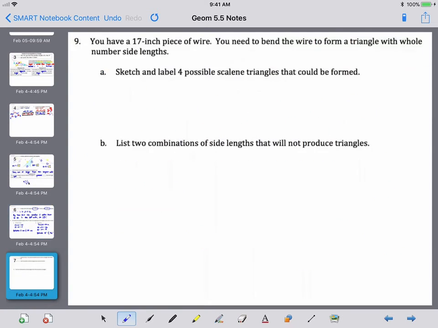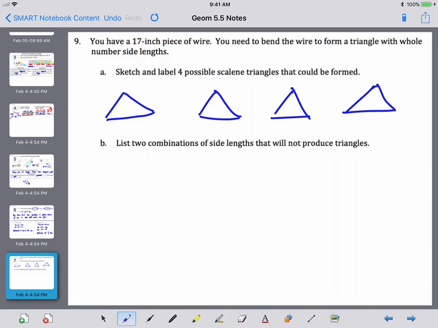All right. In our last example, suppose that you were given a 17-inch piece of wire. You need to bend the wire to form a triangle with whole number side lengths. In part A, we're going to sketch 4 possible triangles. So I'm just going to make a rough sketch of 4 triangles, then we're going to put some numbers that will work. Okay, so let's just pick 2 and 7. That means my third side has to be less than 9 because those two add up to 9. So this is 2 plus 7 is 9, and then this would have to be 8 to make 17 inches.